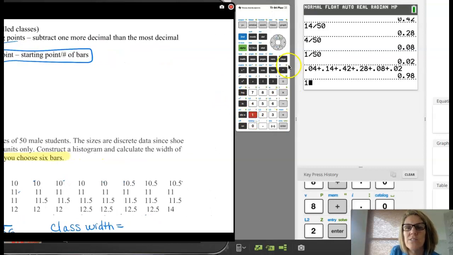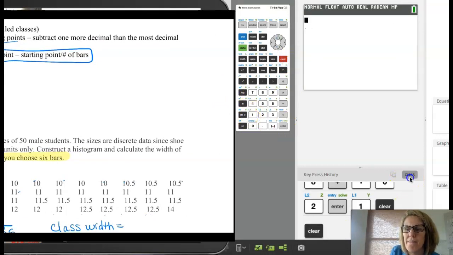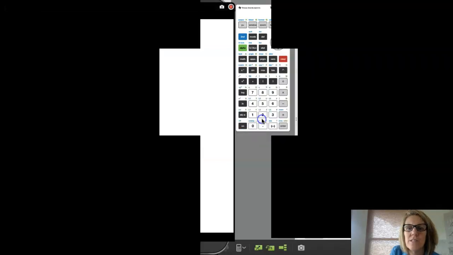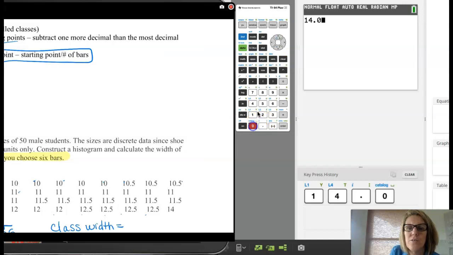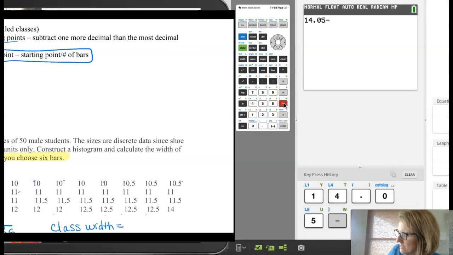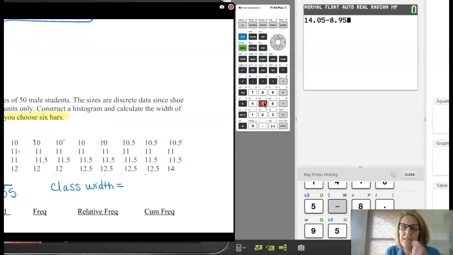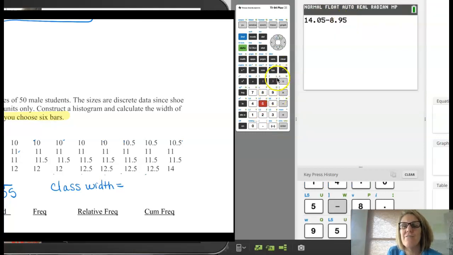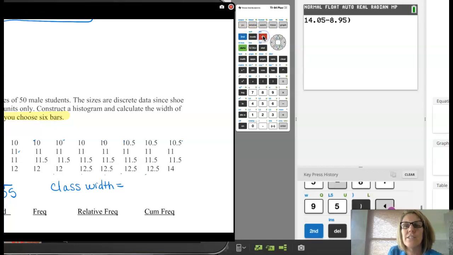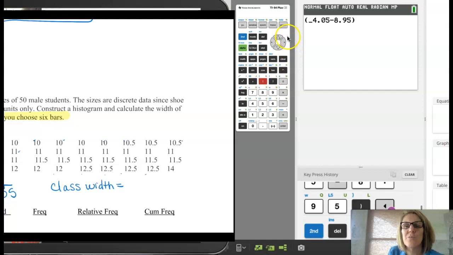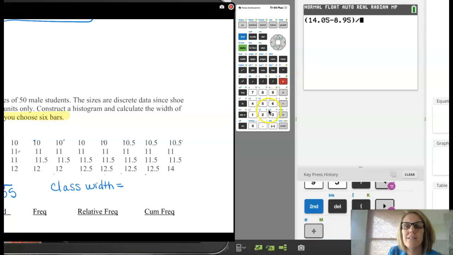Let's do 14.05 minus 8.95. Now, because I didn't use parentheses here, I can't just say divide. If you want to do it in one step, we have to put parentheses around the numerator of what we're dividing here. So if you just start off, use your parentheses here, and then we hit divided by 6. That was the number of bars.